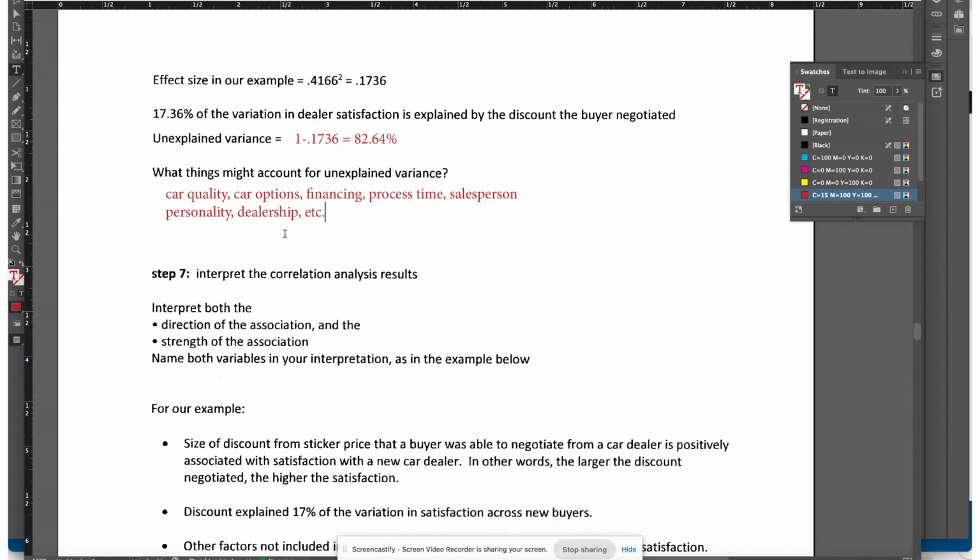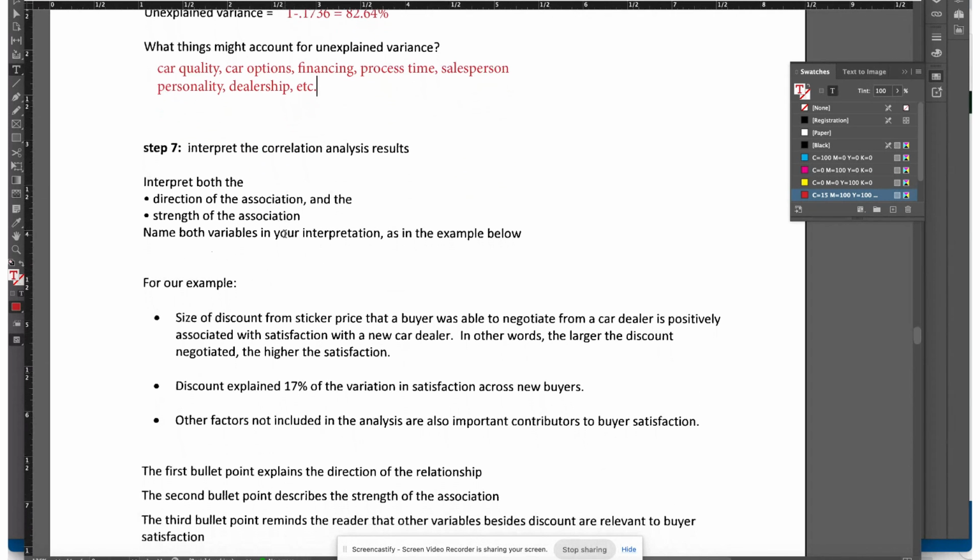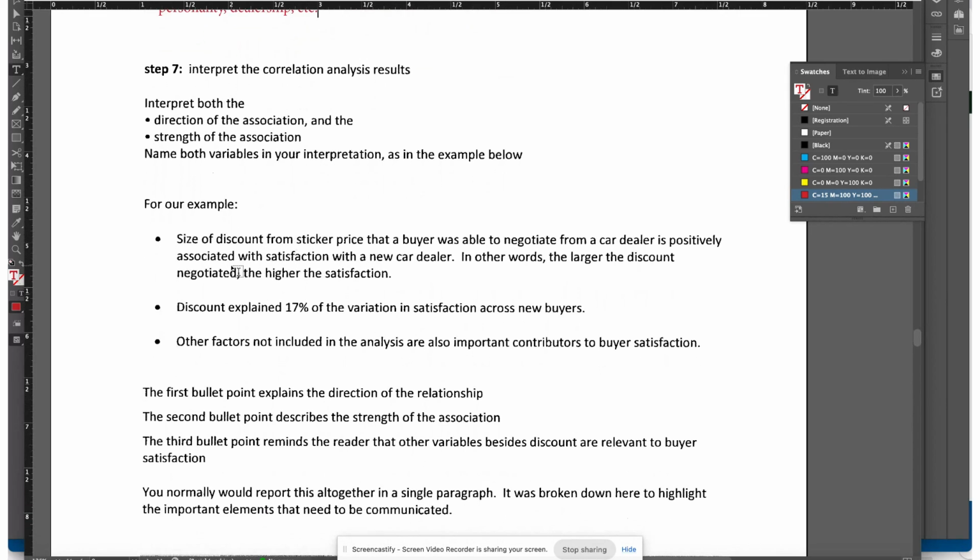All right, last point in this video is step number 7, the last step: interpret the correlation analysis results. When presenting your results, these are the things to include: the direction of the association and the strength of the association, and then name both variables in your interpretation. So here's an example using what we've been working with. Size of discount from sticker price that a buyer was able to negotiate from a car dealer is positively associated with satisfaction with a new car dealer. In other words, the larger the discount negotiated, the higher the satisfaction.